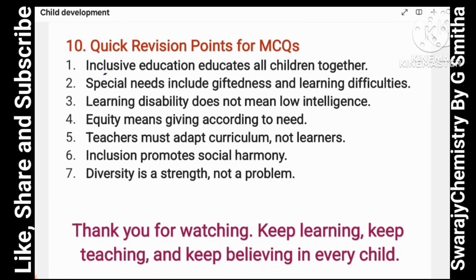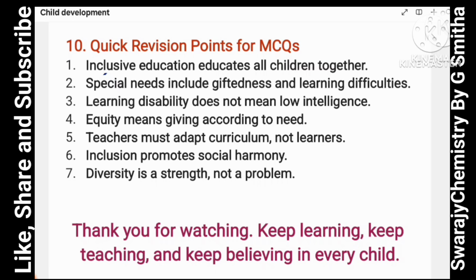Let's have a quick recap of what we have learned now. The first one is inclusive education educates all children together. The second one is special needs include giftedness and learning difficulties. The third one is learning disability does not mean low intelligence. The fourth one is equity means giving according to need. The fifth one is teachers must adapt the curriculum, not learners.